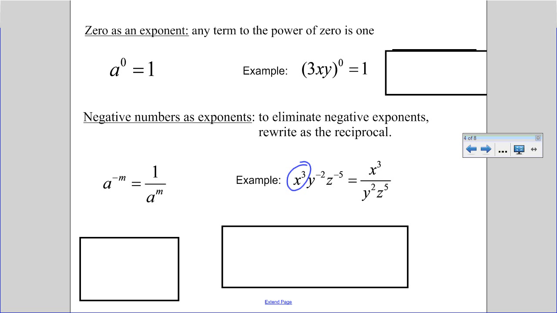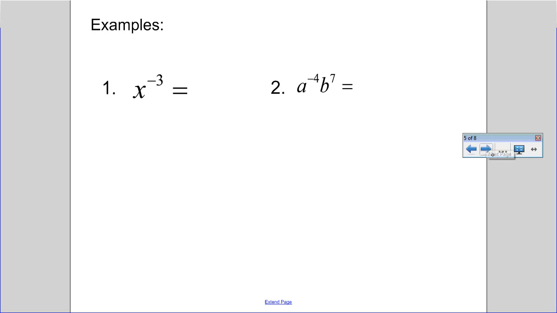So if you look at that example, we have the quantity 3xy. Everything in here is being raised to the 0 power. So this whole expression just becomes the number 1. All right? So let's take a look at some of the examples I want you guys to do.